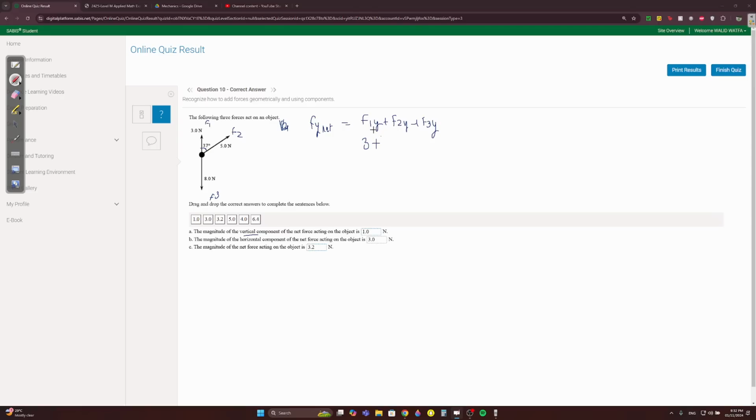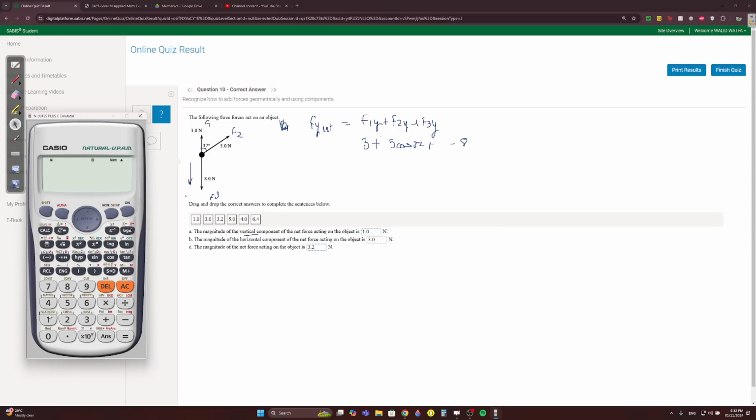F2y will be 5 cosine 37 plus F3y. F3y is going vertically down, so it's going to be minus 8. So you're going to get 3 plus 5 cosine 37 minus 8. You should get negative 1. They said the magnitude, so they just want 1, the positive answer, because it's the magnitude.